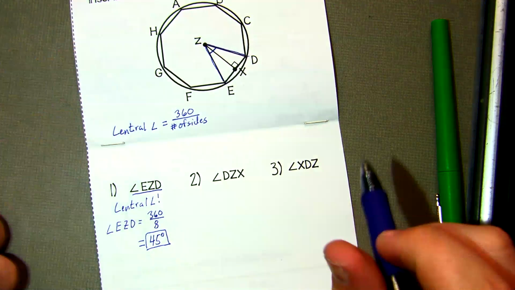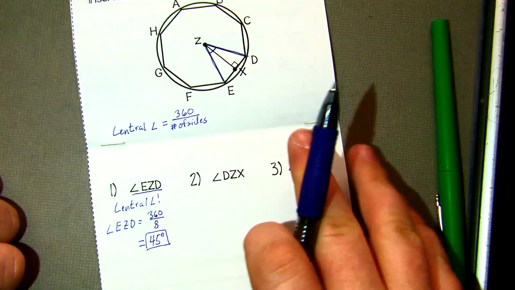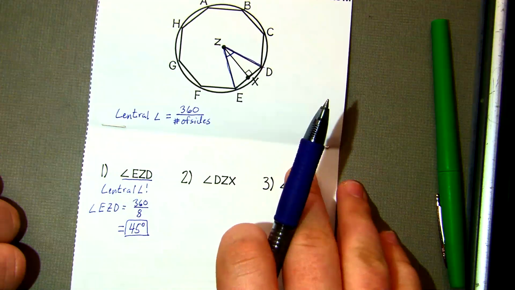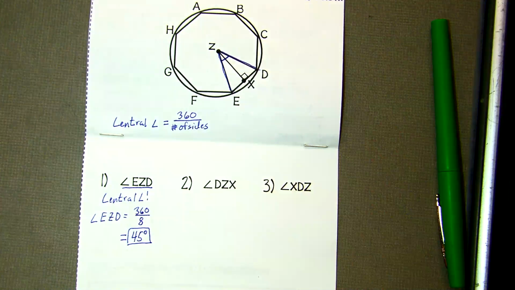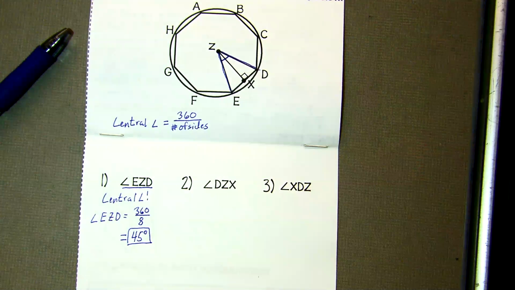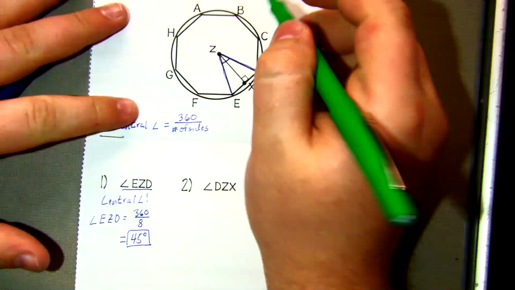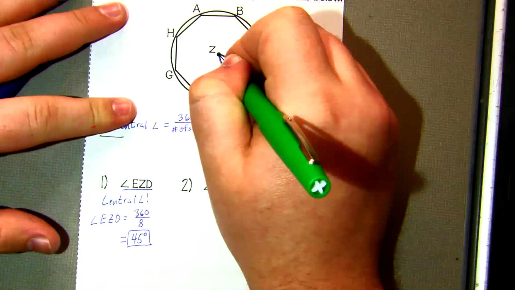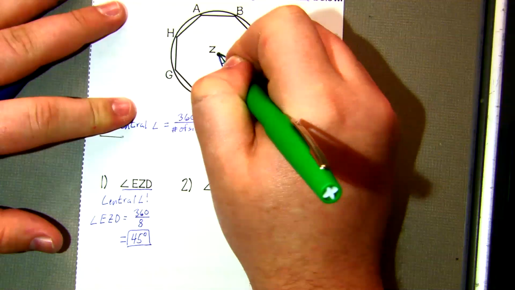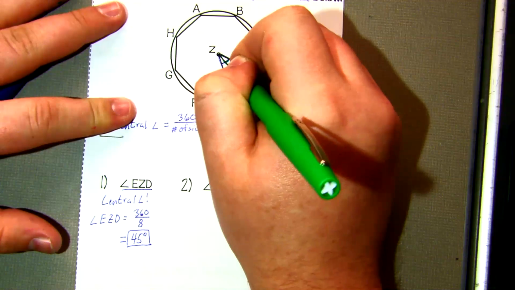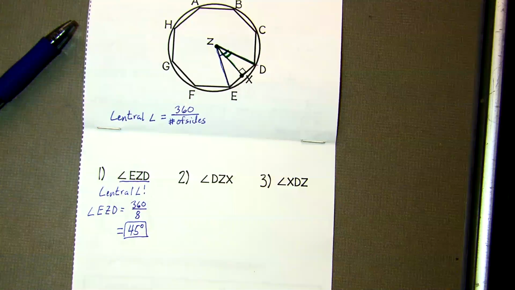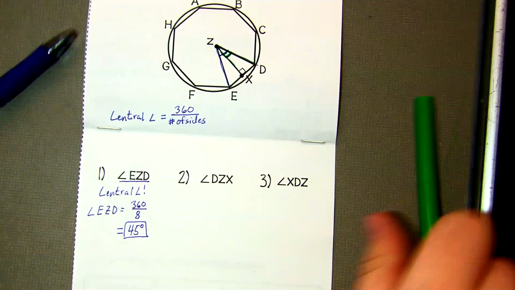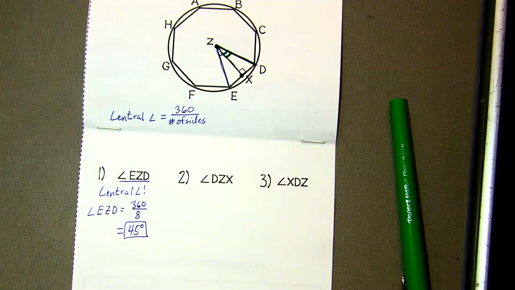Okay, cool. So we found angle EZD. Now let's look at angle DZX. Angle DZX is this angle right in here. Do we have any guesses about how we could try and find DZX? Any ideas of things we could do?